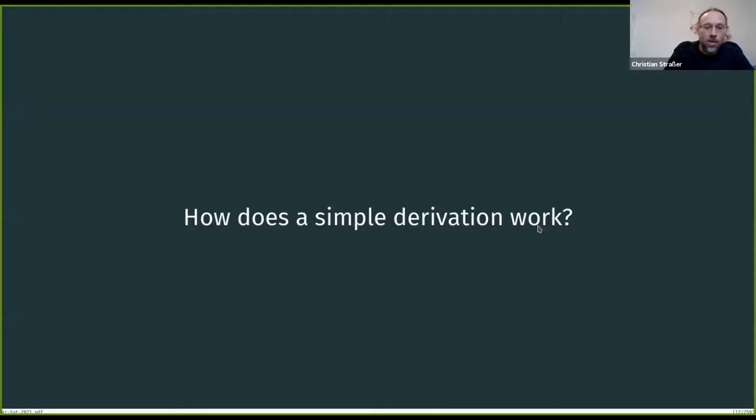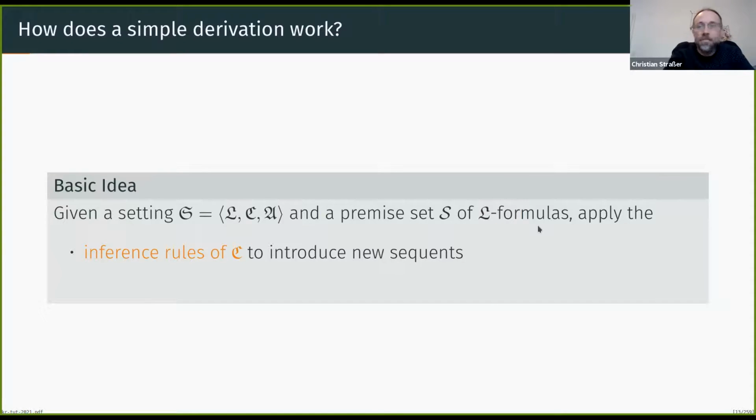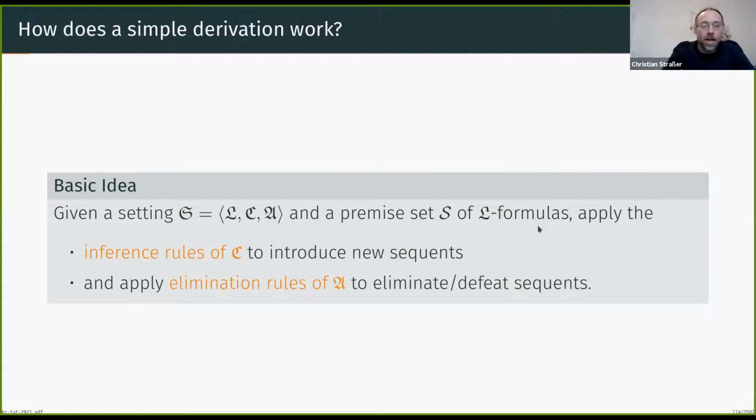This was simple derivations. So how do simple derivations work? It's very simple. That's why the name is simple derivations, because what we do there is simply apply inference rules, but also apply elimination rules. So I always start on the background of an argumentative setting. An argumentative setting, if you don't remember from the first part of our tutorial, was you have a formal logic. A formal logic comes with a formal language and a derivability relation. You have a calculus which is adequate to this logic, so a sequent calculus which is adequate to this logic. That means it's sound and complete with respect to the derivability relation of the given logic.